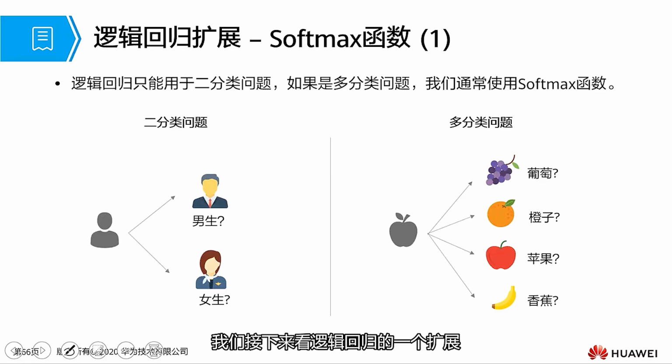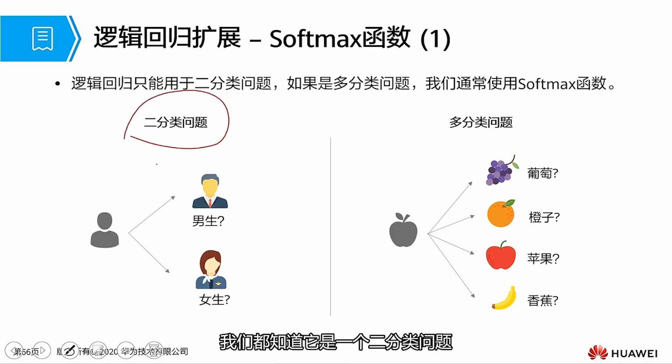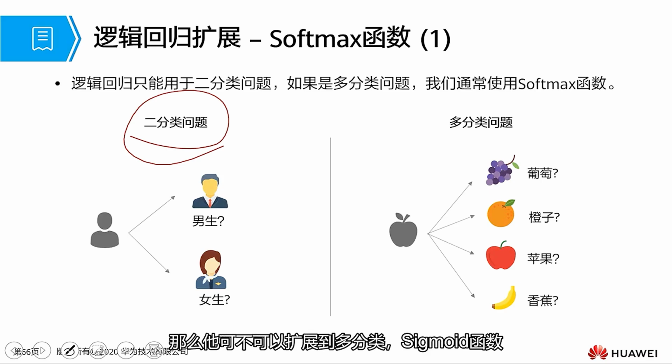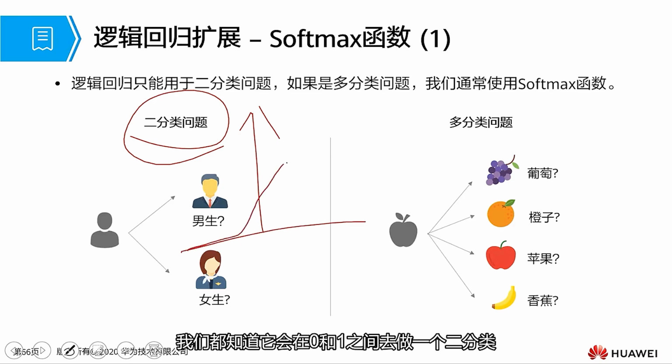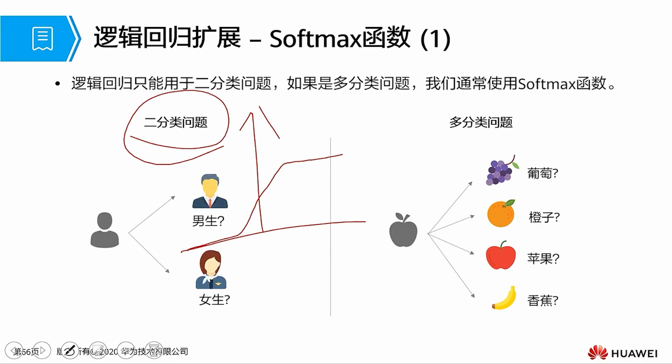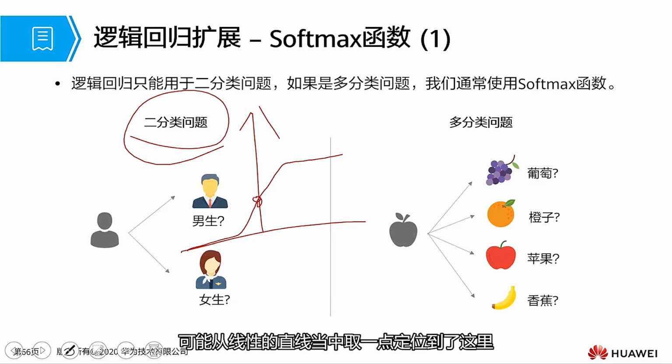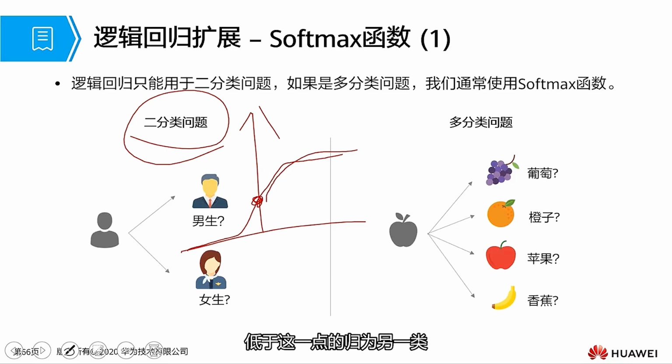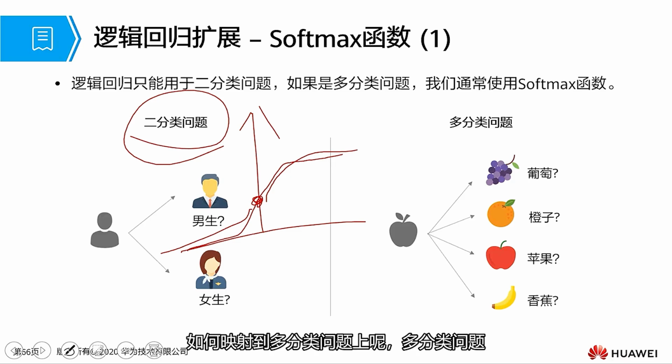Next, let's look at an extension of logistic regression. When it comes to logistic regression, we all know it's a binary classification problem. Can it be extended to multi-classification? The sigmoid function, we all know, performs a binary classification between 0 and 1. It maps your original linear line to this range. Perhaps a point is located here on the line. All points higher than that point are classified as one category, and those below this point are classified into another category. This completes a binary classification.